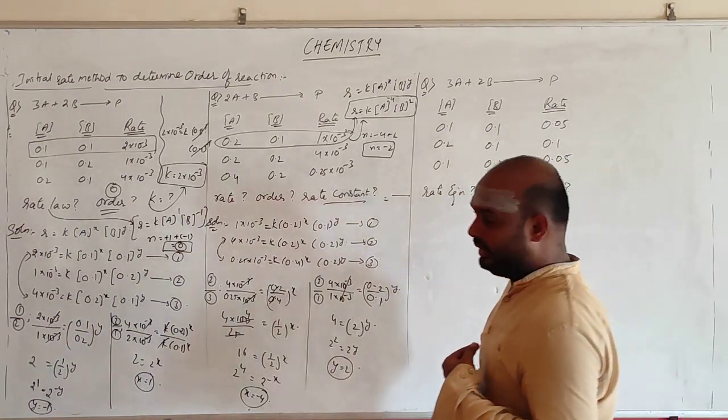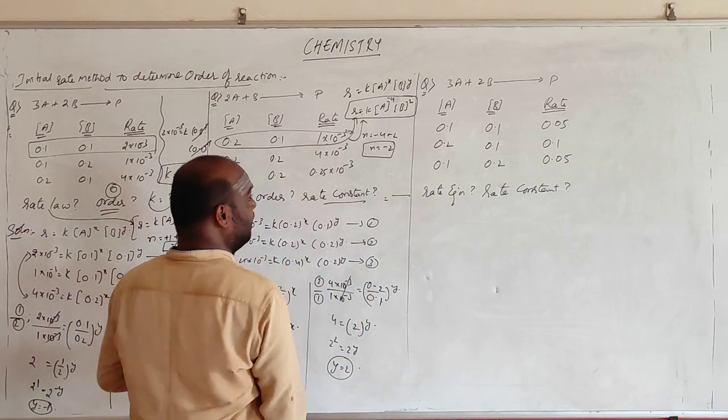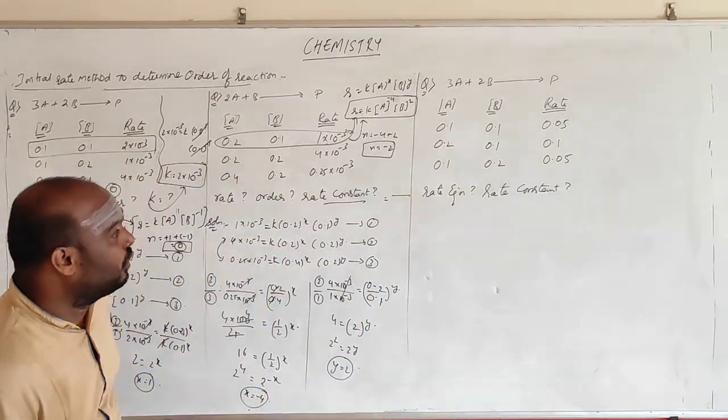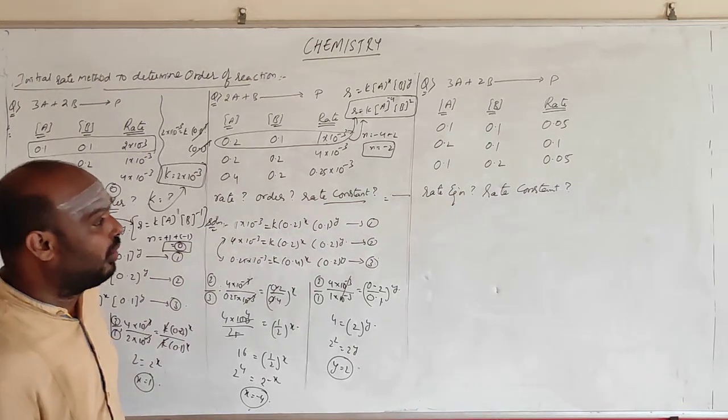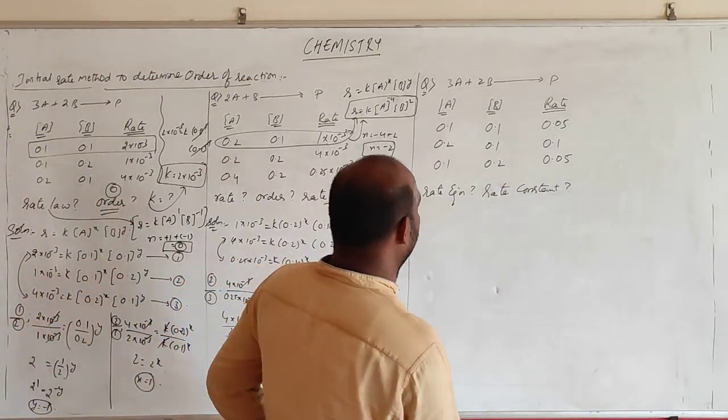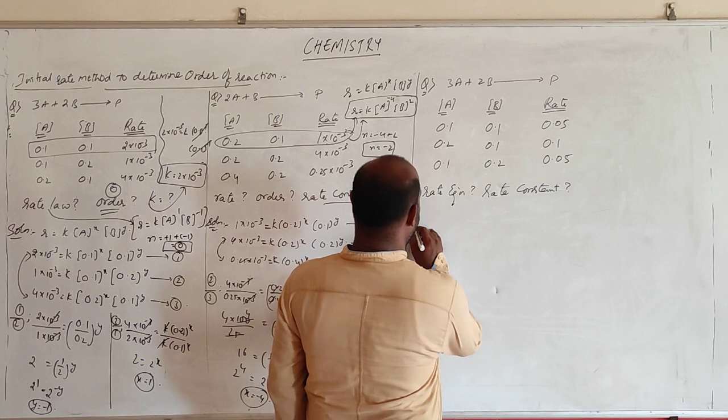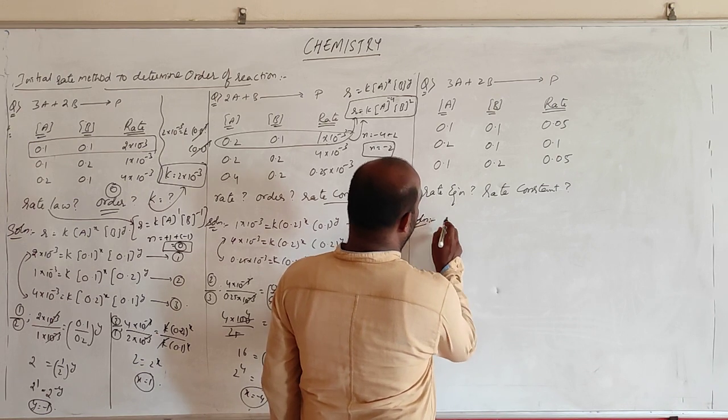Last question with the initial rate method. 3A + 2B goes to products. Initial rates have been given. We are asked to write the rate constant as well as the rate equation. Nothing problematic here, the same process. I hope that you have solved this.